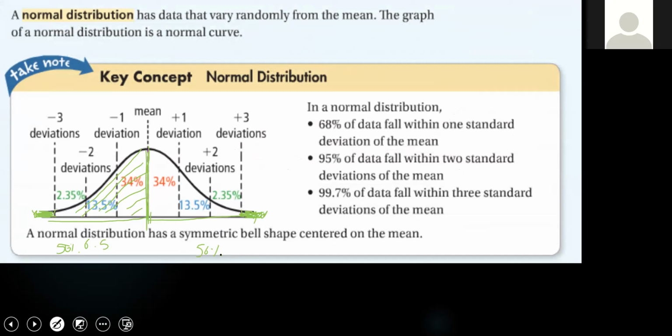You must know these numbers. You must memorize them. You must know that the area under the curve is 1. The area below the mean is 0.5, and the area greater than the mean is 0.5. Is it clear? Yeah, teacher. Yes. Thank you.